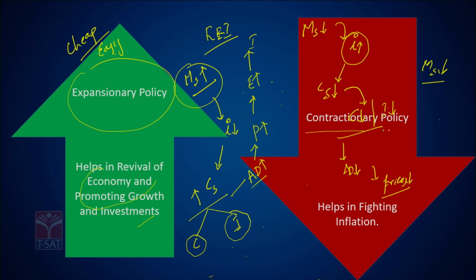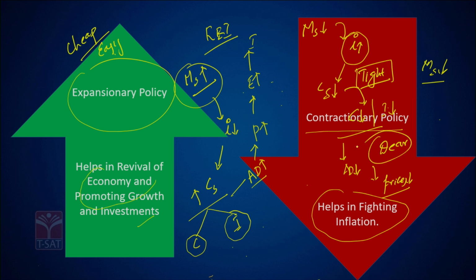The other initiative the RBI goes for is what we call a contractionary policy, in general used in containing the inflation phenomenon. And how does RBI do it? By increasing interest rates, by making money tight. Hence, RBI's initiative of increasing interest rates could be called either a contractionary policy or a tight money policy, or you could also use the term dear money policy. My money has become dearer.